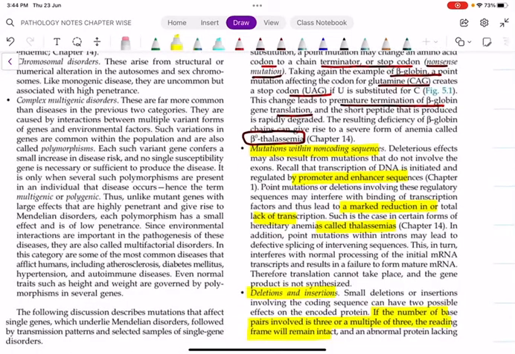Second class, mutations within non-coding sequences. That means there will be some alterations in the promoter or enhancer sequence causing a marked reduction in transcription, as well as sometimes a total lack of transcription. This is also classically seen in thalassemias.